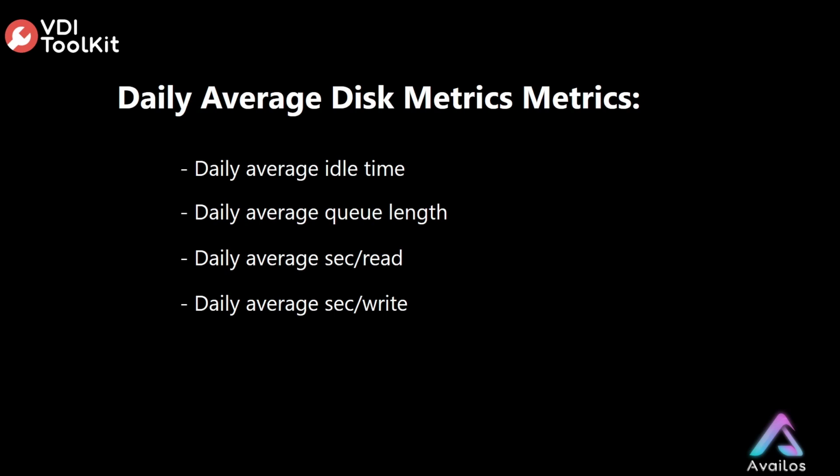All right, so let's talk about the daily average disk metrics and what they provide information on. They provide information on the daily average idle time, daily average queue length, daily average seconds per read, and daily average seconds per write. This allows you to get an overall view of performance within your virtual desktop environment so you can identify possible system-wide issues. For example, maybe the storage can no longer handle the growth of the virtual desktop environment.